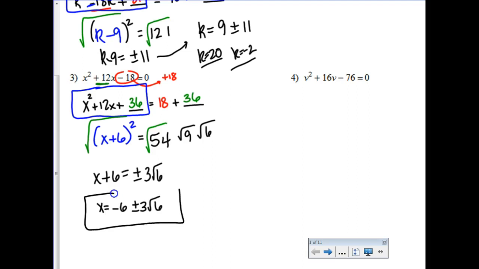So that question had a few layers of complication there. We had to simplify the radical. We had irrational answers, so we just kind of left them grouped together like that, and that sometimes does occur.